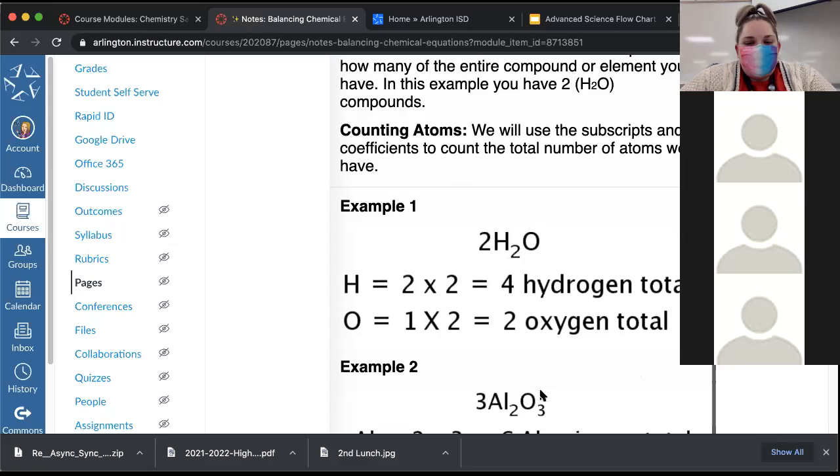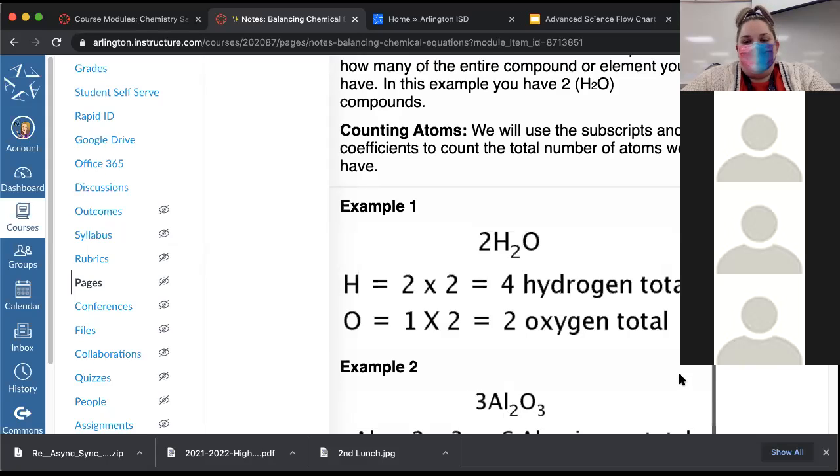Anybody want to tell me about aluminum? So I have a 2 coefficient and then a 2 subscript, I misspoke, and a 3 coefficient. So how many aluminum atoms are in this formula right now? You'll have 6. You have 6 because 3 times 2 is 6. What about oxygens? How many oxygen atoms are here?